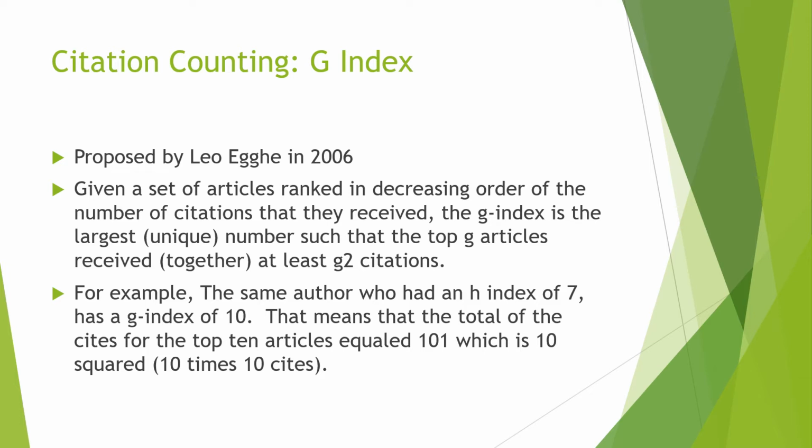But let me again give you the example of the author I know who had the H index of 7. Her G index was 10. That means that the total cites for the top 10 articles equaled more than 10 times 10, 100, which is 10 squared. So 10 times 10 cites.